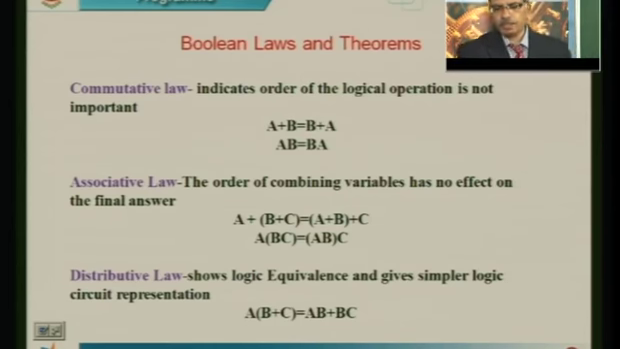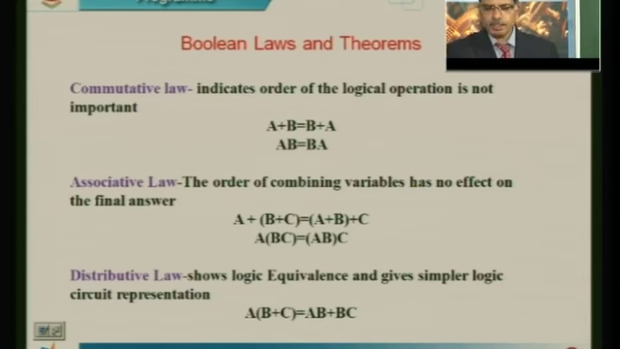It is more of an algebraic type of expression. It is a simple one. It shows the logic equivalence and gives a simpler logic circuit representation. Here the operation changes: here it is a product, and here it is a plus operation. It can change to an equivalent form. If a product term is there, it can be converted into SOP, or POS can be converted into SOP form. That is the advantage of the distributive law.